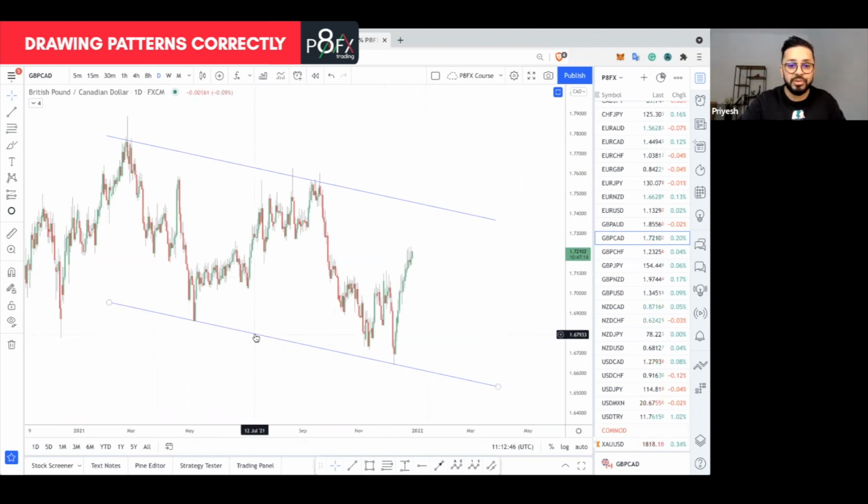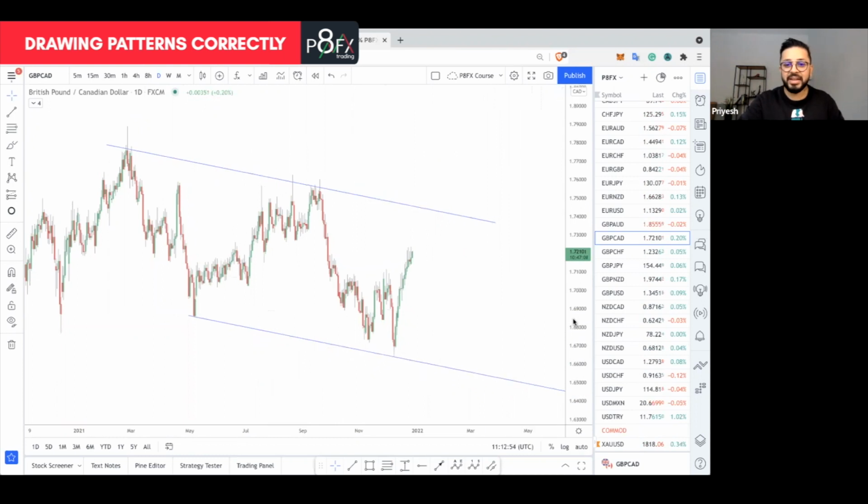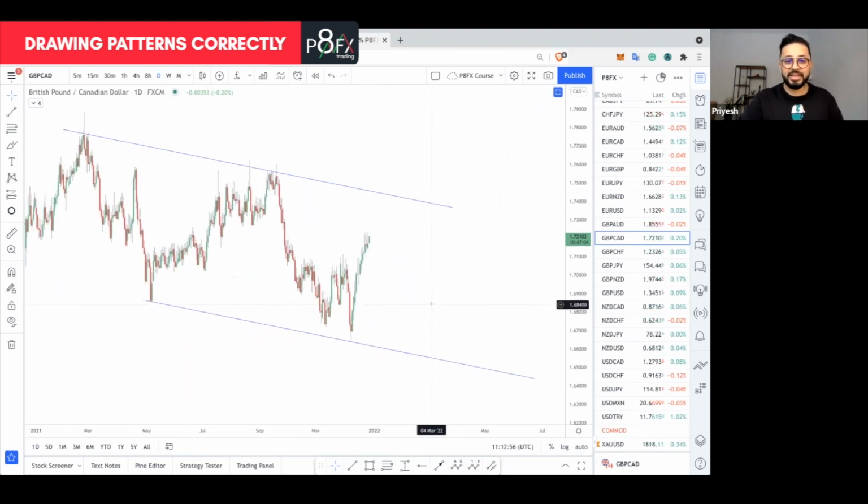What you don't want to do is draw something that looks like this. You see the starting point is here and the bottom starting point is down here. And it just doesn't look right, guys. Look at that. It just doesn't look right. And so if it doesn't look right, it probably isn't that pattern.